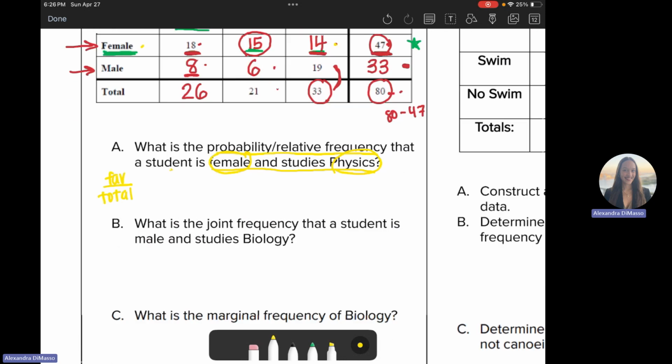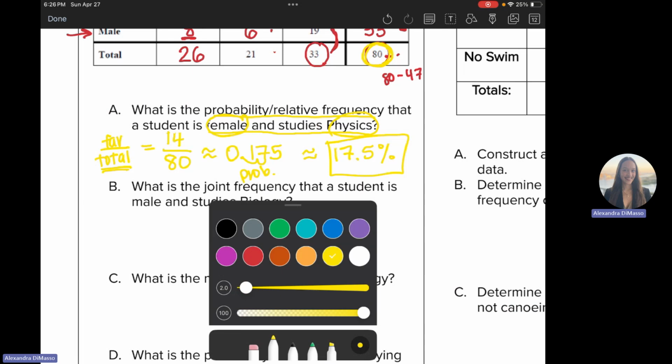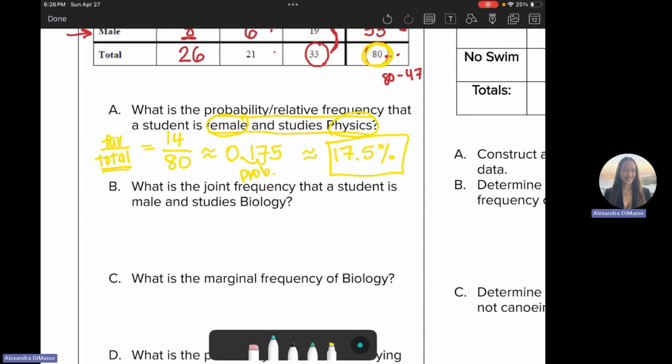Okay. I know it looks bad. I mean, it's not that bad. You just got to be really careful about what you're reading. Okay. What is the joint frequency that a student is male and studies biology?